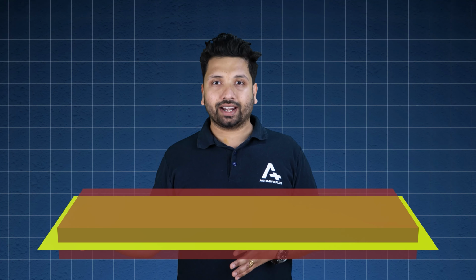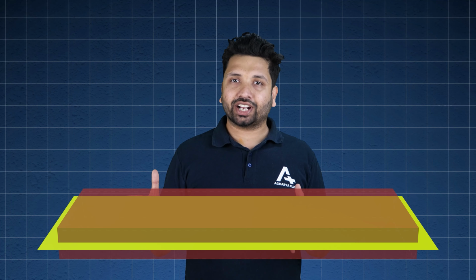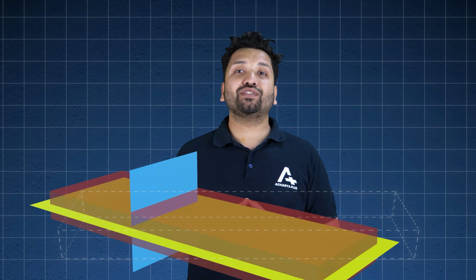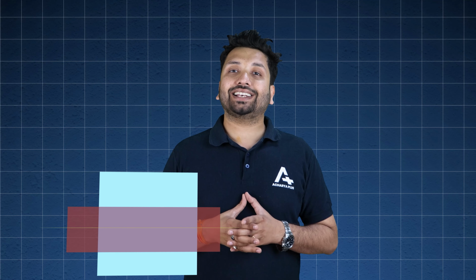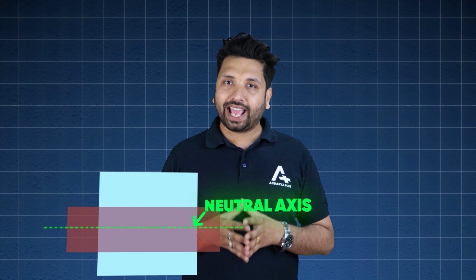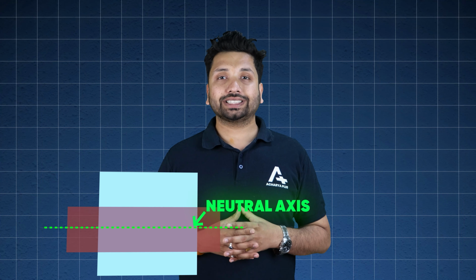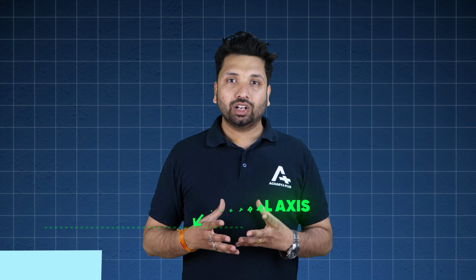Okay, now let's talk about the neutral axis. If this is a neutral plane, then the intersection of the neutral plane and the cross section gives you an axis. This axis is called the neutral axis. Neutral axis is that axis about which the beam is said to be bent. So all the bending moment is being applied about the neutral axis.